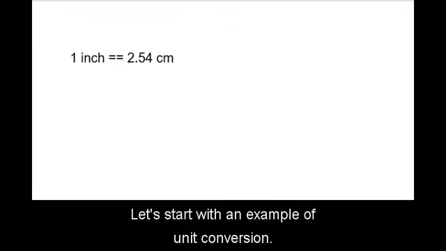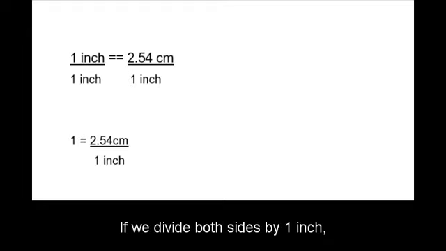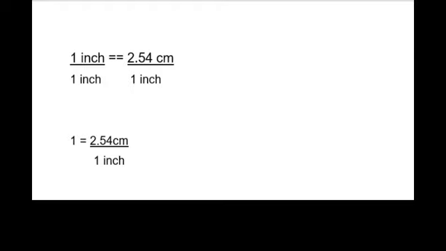Let's start with an example of unit conversions. 1 inch is equivalent to 2.54 centimeters. If we divide both sides by 1 inch, then we get the answer that numeric 1 is equal to 2.54 centimeters per 1 inch.